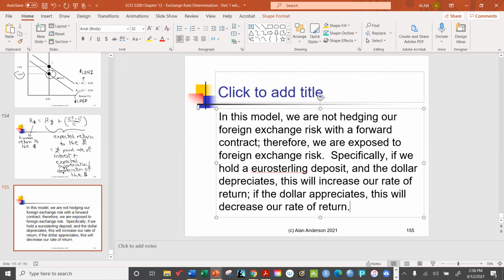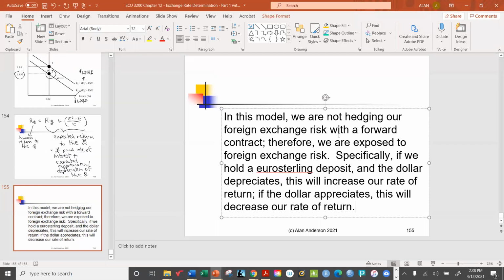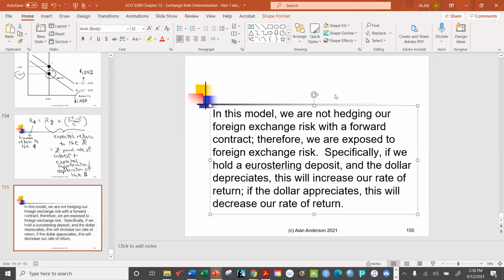So we don't know what might happen. We're going on our instincts, trying to say to ourselves, listen, we're pretty confident that if we hold a euro sterling deposit account, the dollar is not likely to appreciate, which would reduce our rate of return. We're hoping that either the dollar stays where it is or else possibly it gets weaker during the period in which we hold a euro sterling account.